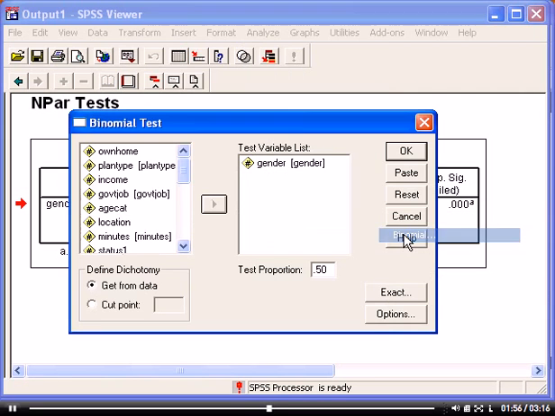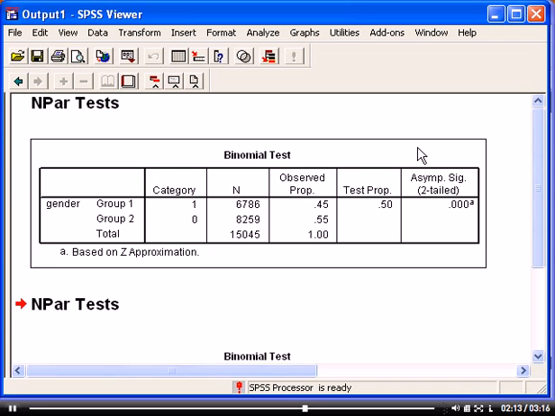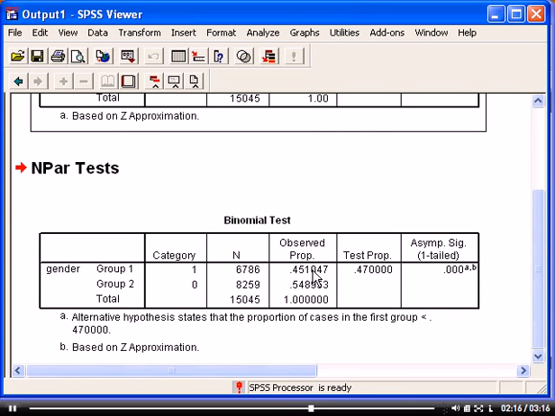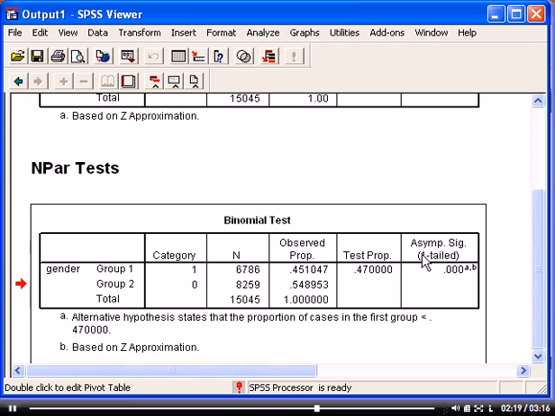I'm going to go back to binomial, and instead of 0.5, I'm going to change it to 0.47. And I'll click OK. My test, does it equal 0.47? Okay, it did another test. So you can see now it did a one-tailed test. Note that it changed that. And it's testing, does category 1, which is labeled group 1, equal 0.47? The observed is 0.45. Does that equal the test proportion, basically pi, that equals 0.47?